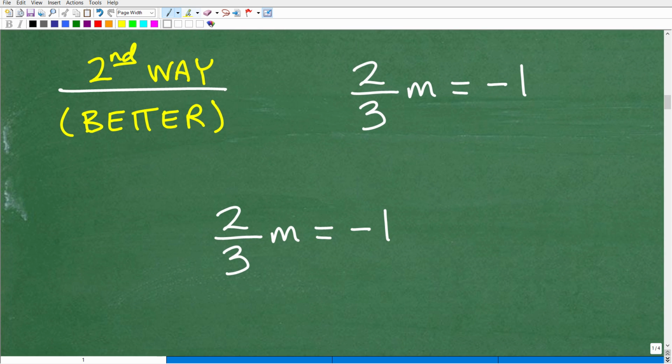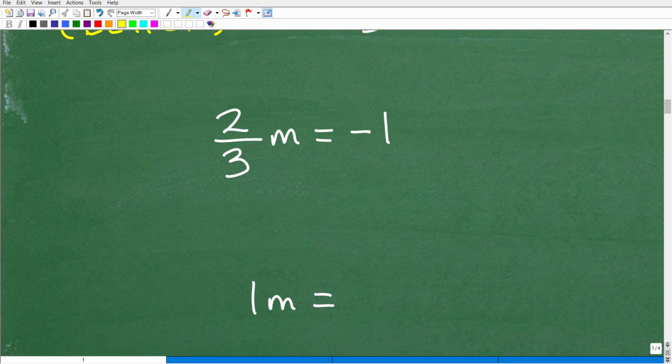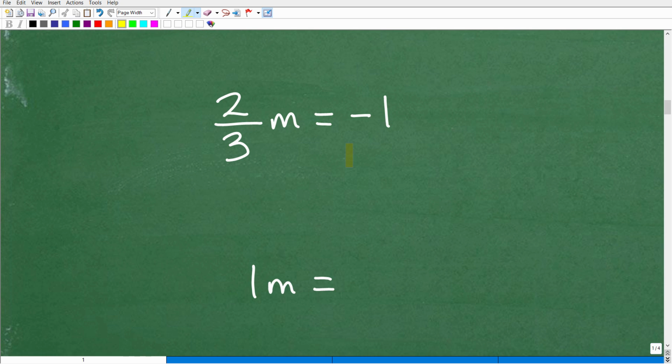All right, so here we have 2/3 m is equal to -1. This is the problem that we're going to solve. So what is the objective here? What is the objective when you're solving any equation? Well, let's just look at it this way. Here I have 2/3 m is equal to -1. What am I trying to do when I solve this equation? Well, I'm trying to get a 1m. I'm trying to solve for m.